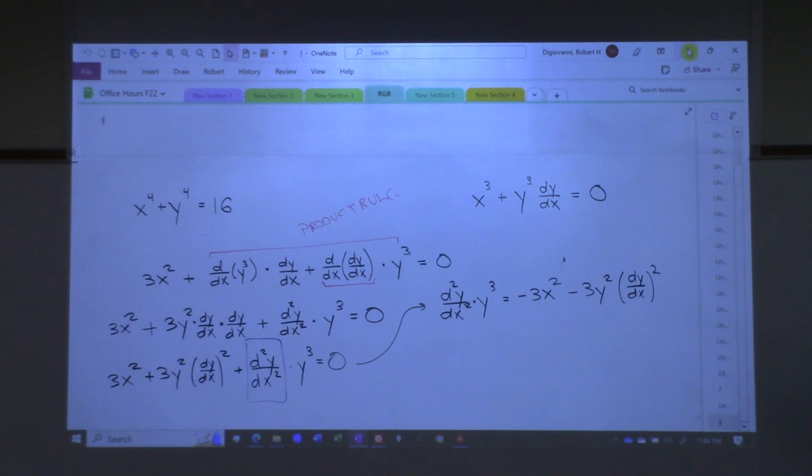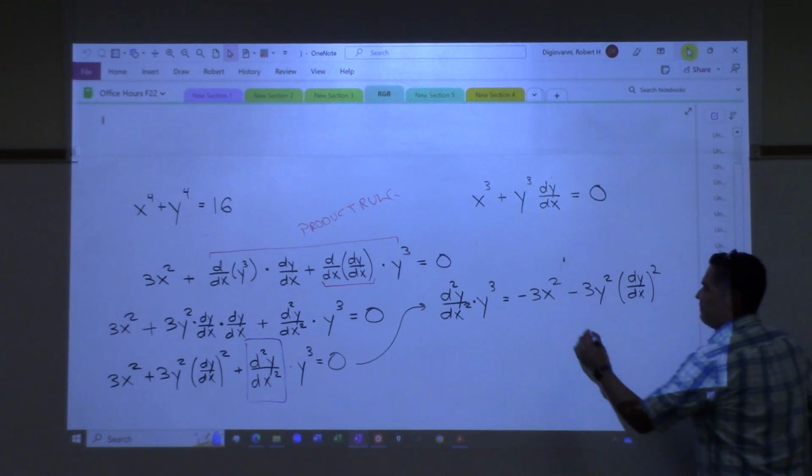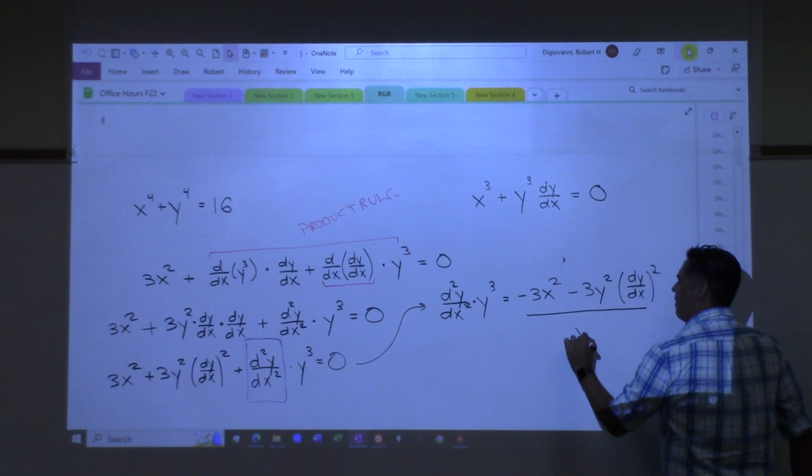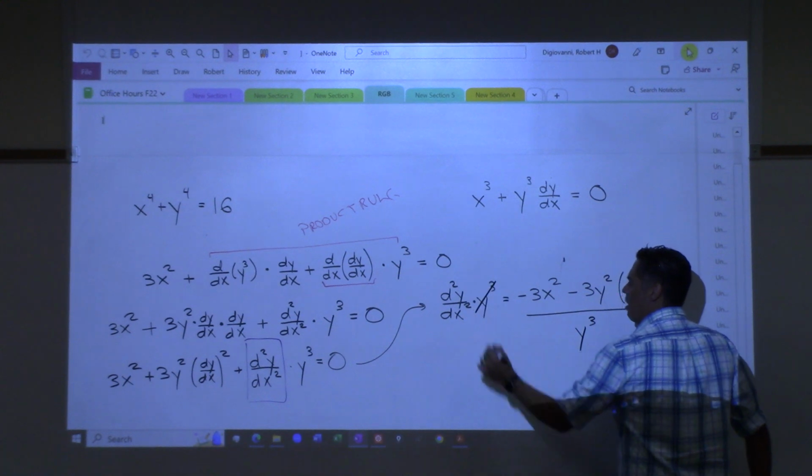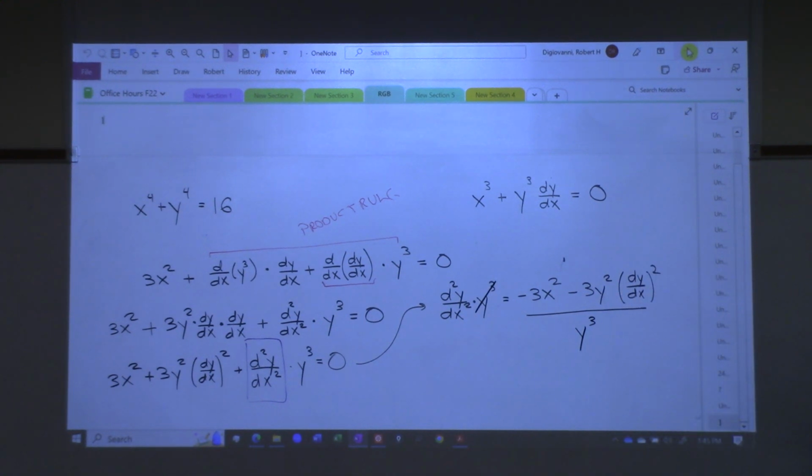What now? Divide by y cubed. Yep. So take this, divide the whole side by y cubed. It's gone. And that's what the second derivative is.